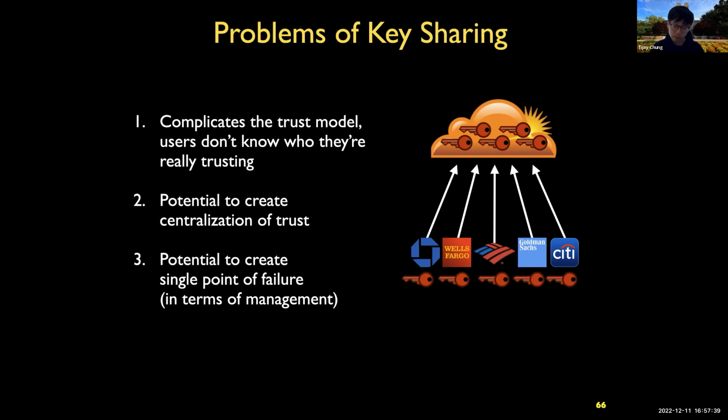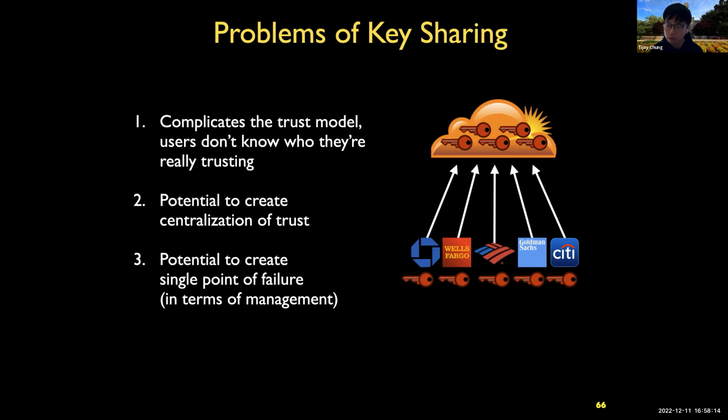So basically the first one is that it complicates the trust model. Users don't know who they're really trusting. Actually, this research work was done about 5 years ago, and this problem hasn't been solved yet. So the thing is, let's say when you go to some banking website, and even if you believe your content is being served by the domain name you just visited, most of the time you will see that this content is actually coming from the CDNs, right?